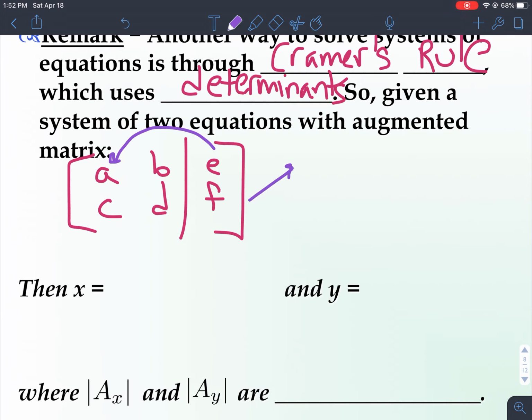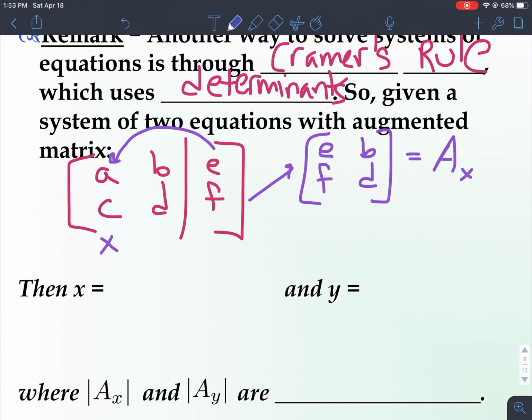And that would give us a square 2x2 matrix with elements E, F, B, D. Notice that the Y column stays the same. This is the X column that we're changing. And we're going to call this matrix A subscript X.